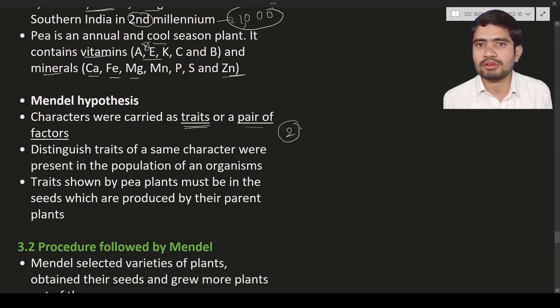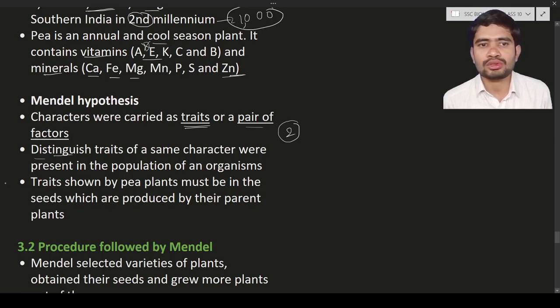Example, a pair of shoes means what? A right shoe and also a left shoe is known as a pair of shoes. So these traits or characteristics are going to pass to the children, or to the pea plant seeds, in the form of two. That is nothing but a pair of factors. So distinguished traits of the same characters were present in the population of an organism. Population means they are closely related. So in closely related plants or organisms, these traits are the same, or almost the same characteristics.